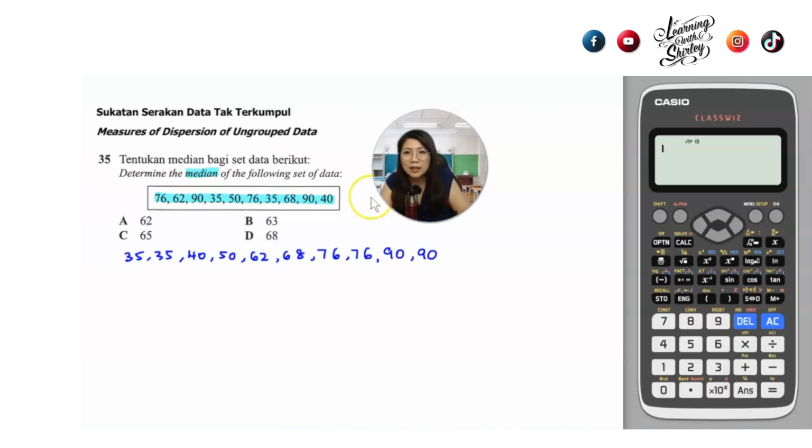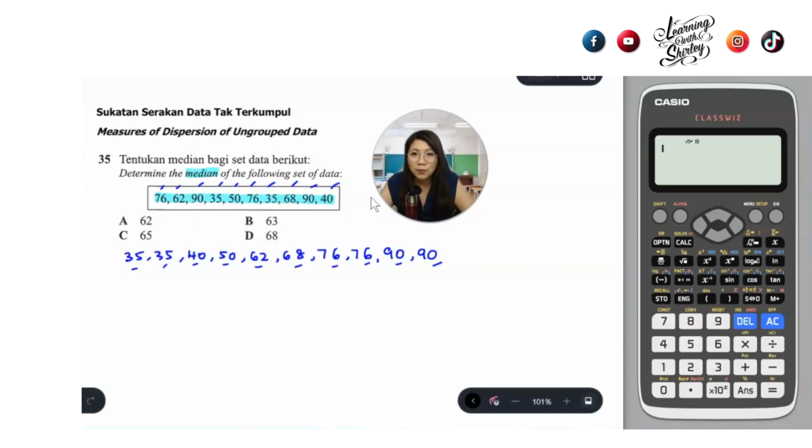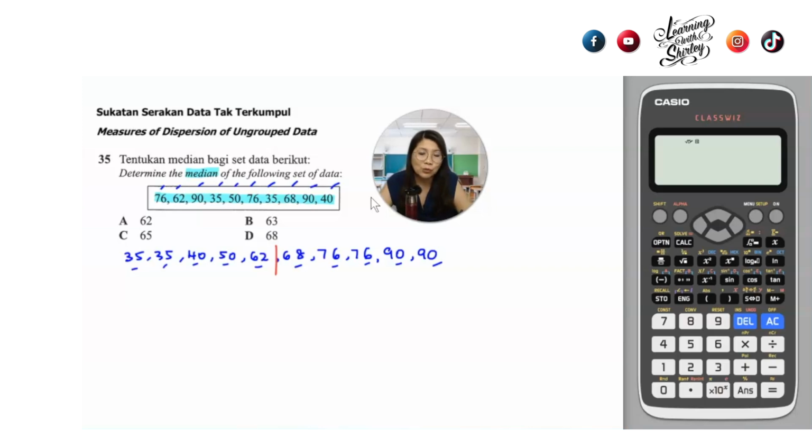So let's double check how many numbers there are. 1, 2, 3, 4, 5, 6, 7, 8, 9, 10. So there are 10 numbers. The numbers in the middle should be 5 on the left and 5 on the right. So here will be 1, 2, 3, 4, 5, which means that the median is between 62 and 68.